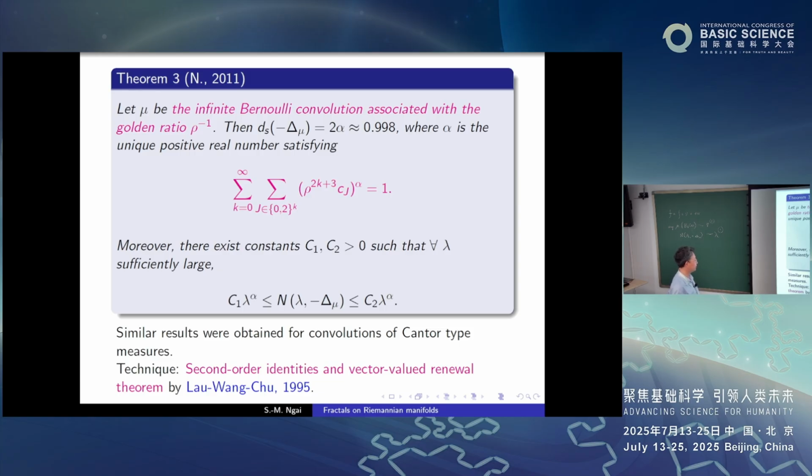Similar results are obtained for convolutions of Cantor type measures. The technique we use is second order identities and a vector valued renewal theorem. So again, a renewal theorem, but not the original form; we need a vector form of the renewal theorem. Quickly, the main idea here is due to Robert Strichartz.